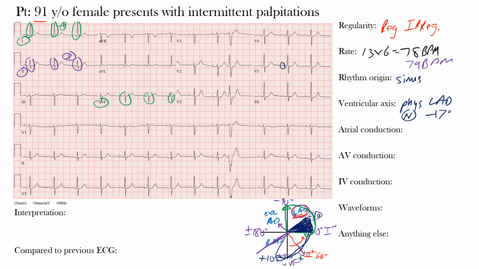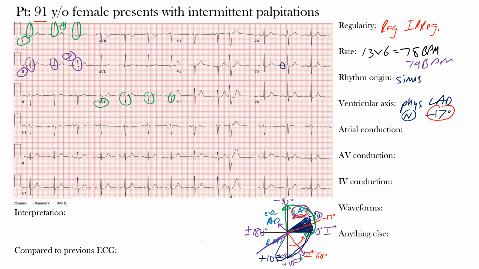Remember what we said, the EKG machine actually measured it at negative 17 degrees, which means that it's somewhere about here. This is negative 17 degrees. So we have a normal axis here, still that physiologic leftward shift, but still within normal limits for adults. Hopefully that makes sense.